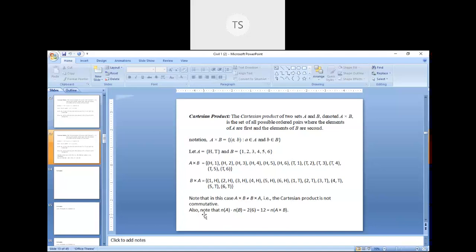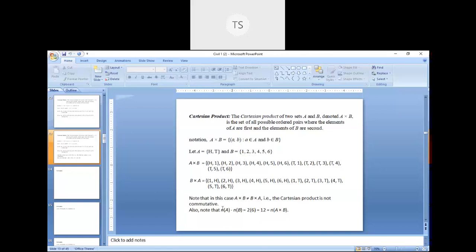And from this, you have one more important point, that is n(A), the number of elements of set A. Now, if you notice set A, how many elements are there in set A? There are two elements, H and T. Now, in set B, how many elements are there? 1, 2, 3, 4, 5 and 6. So, in set A, there are two elements and in set B, there are 6 elements.